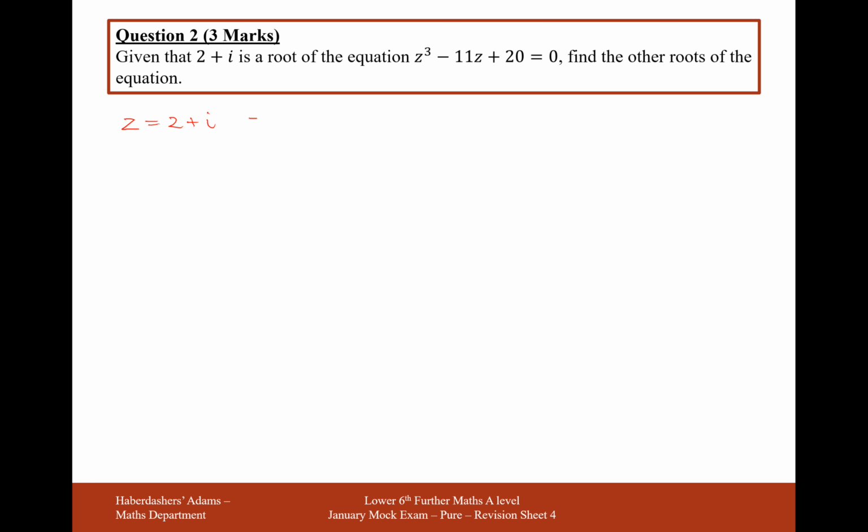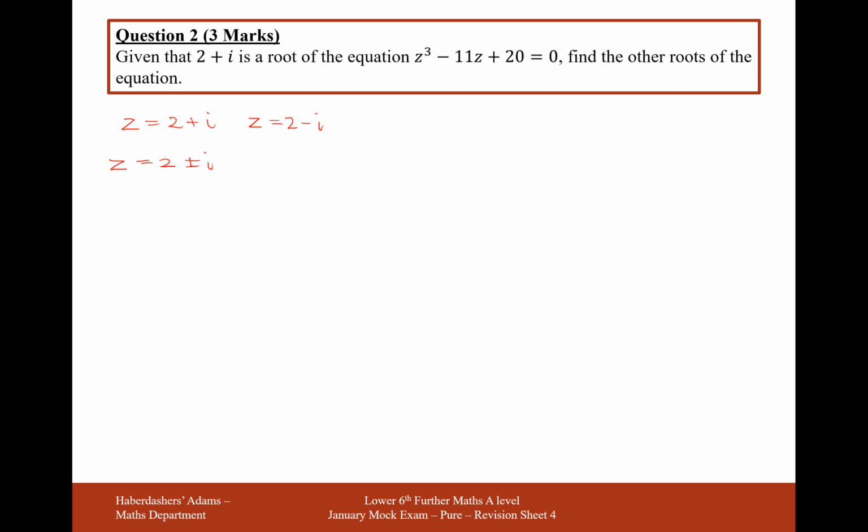So if I know that z equals 2 plus i is a root of a polynomial with real coefficients, I immediately know that 2 minus i is a root of that polynomial as well. That's something you can assume. So I can say therefore that 2 plus or minus i is a root of this polynomial.